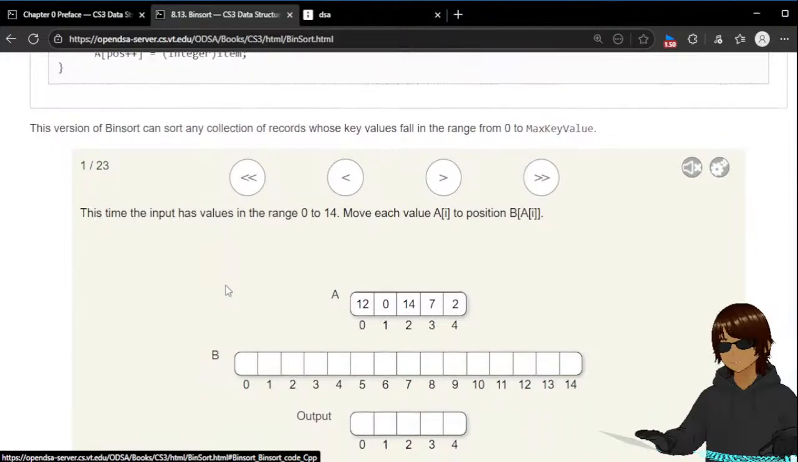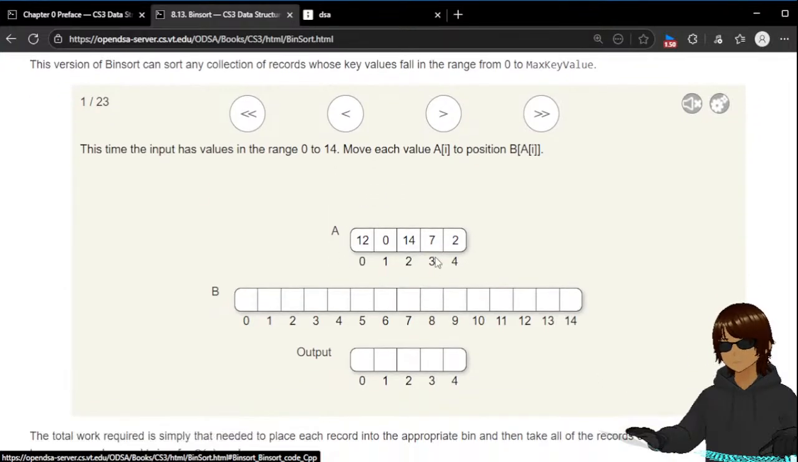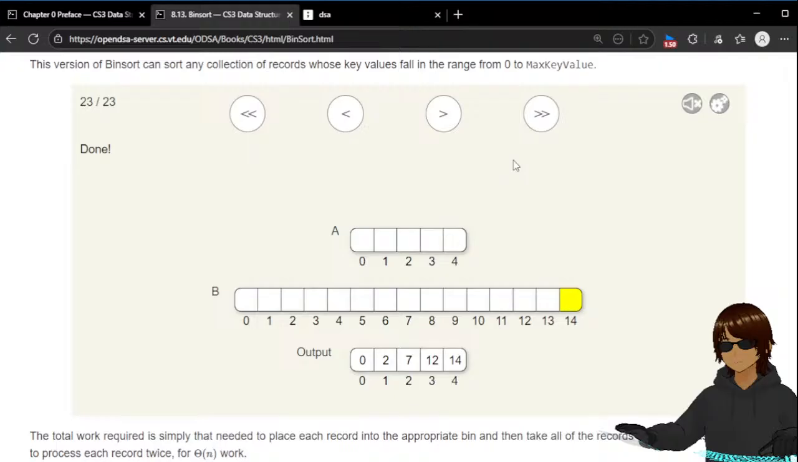Let me see what they're doing. This time the input has values in the range 0 to 14. Move each value ai to position bai. 0 to 14. I get the point.